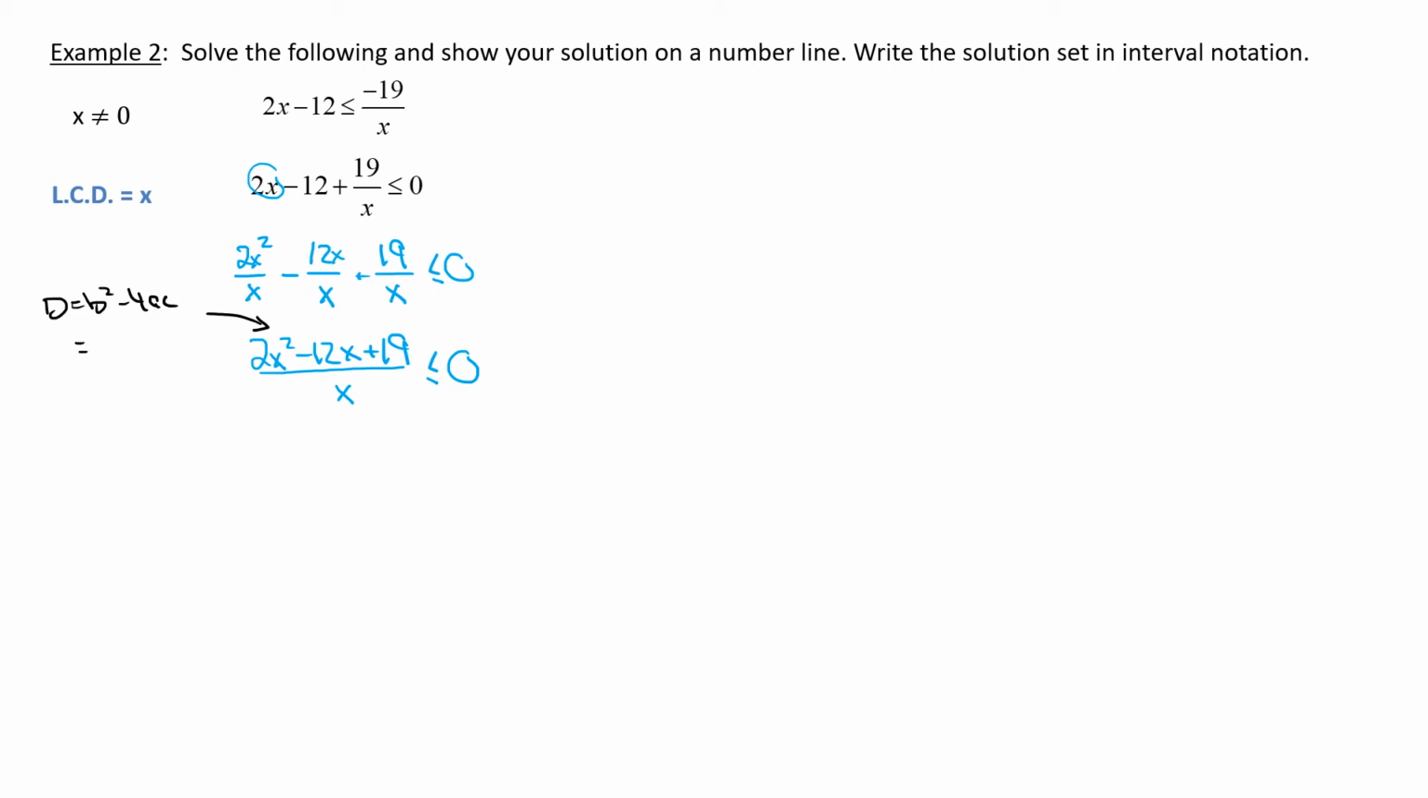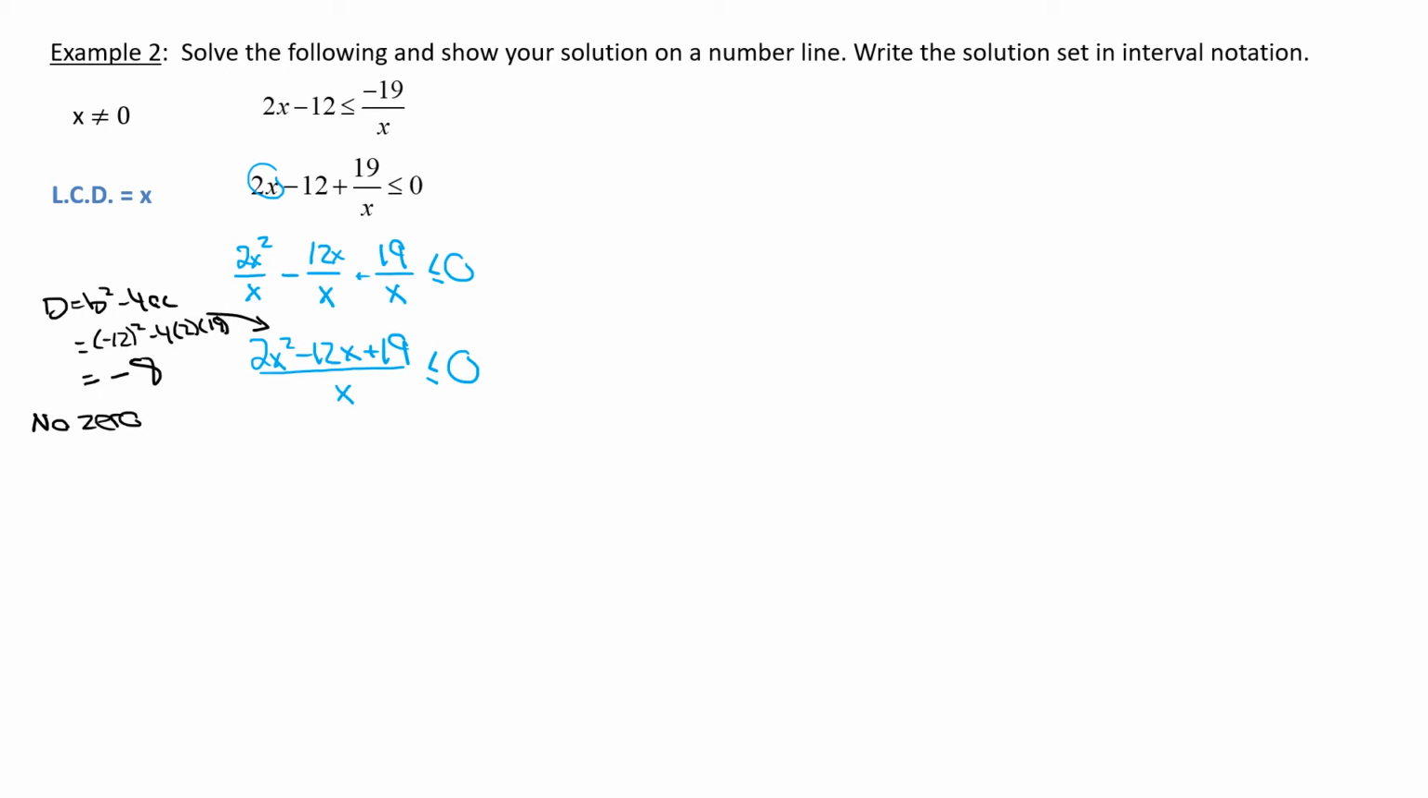So we sub that in. B squared is negative 12 squared minus 4 times 2 times 19. Barely fit that in there. What do we get? Get out your calculator. And we get a negative 8. That means there's no zeros. There's no zeros.